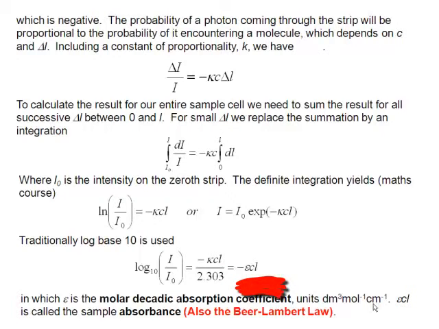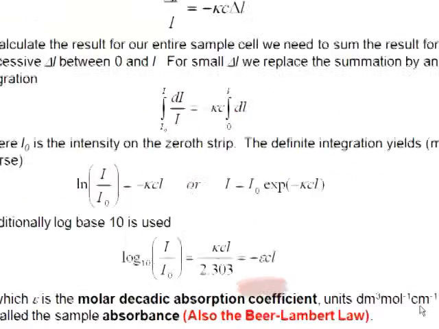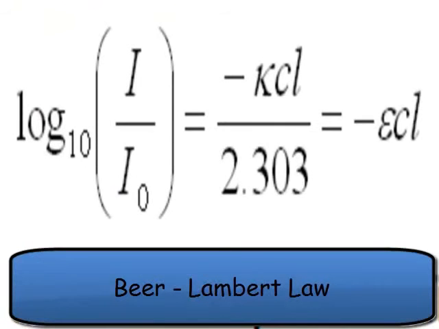That whole thing, epsilon Cl, is sometimes referred to as the absorbance. And that equation there, log to the base 10 of I over I0 is equal to minus epsilon Cl, is known as the Beer-Lambert law.